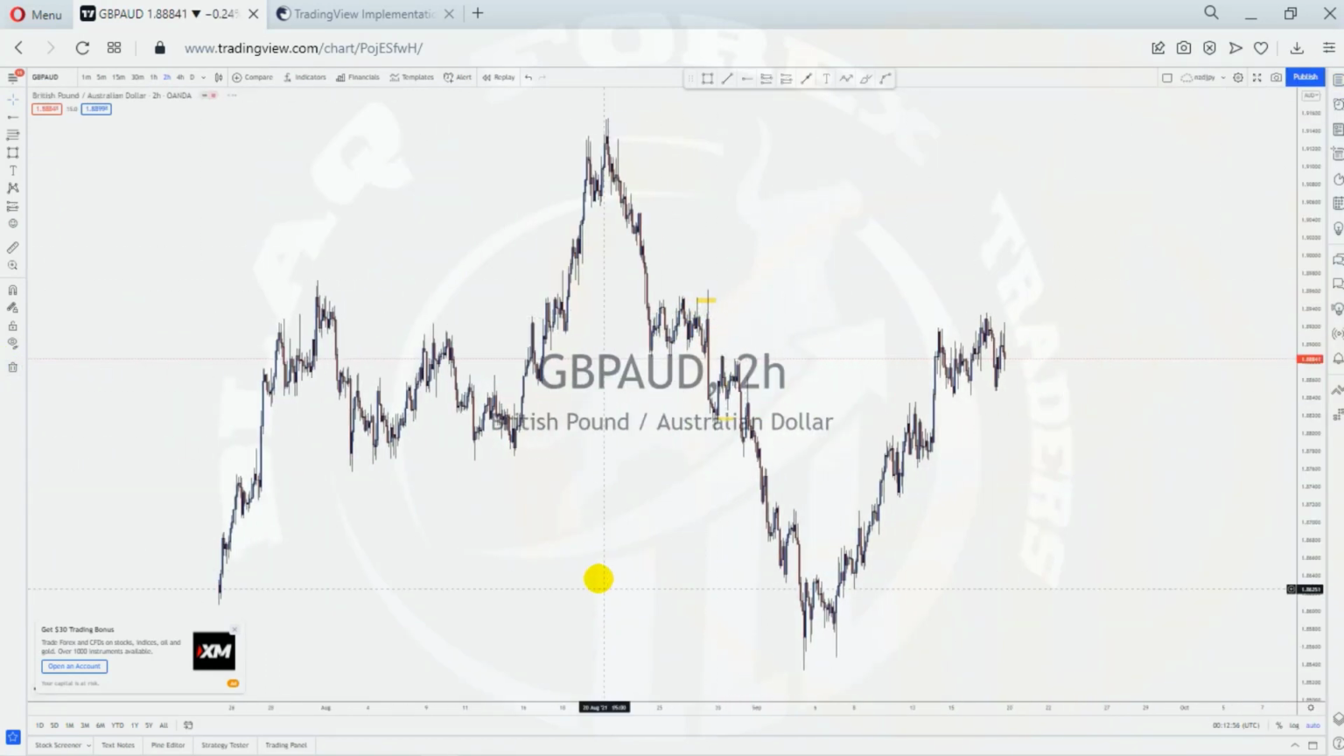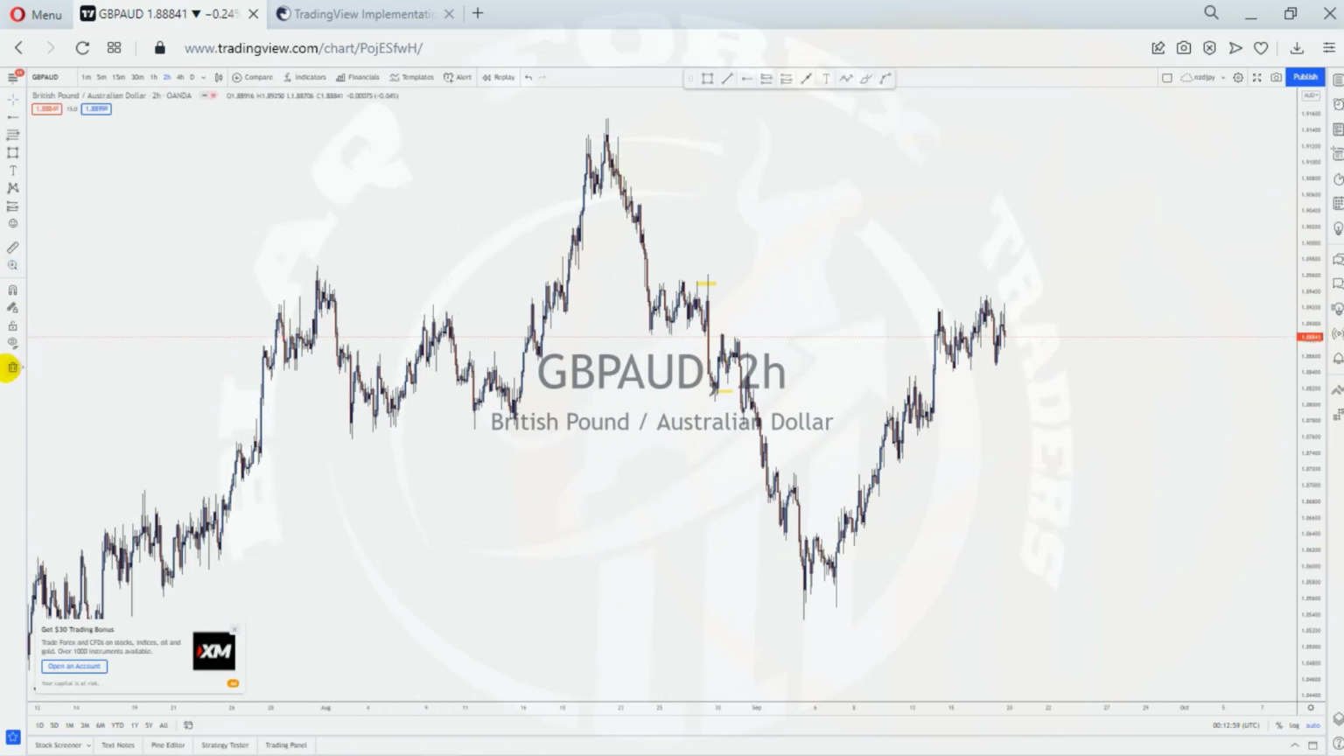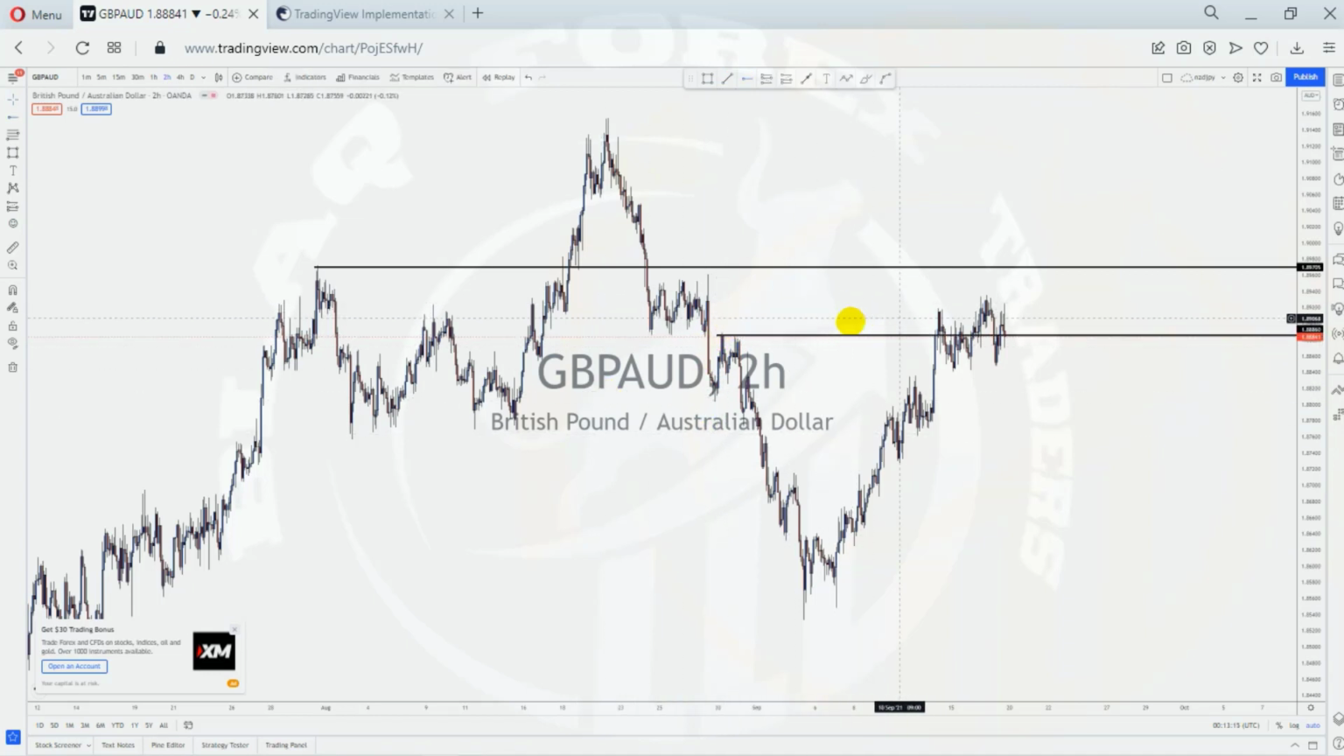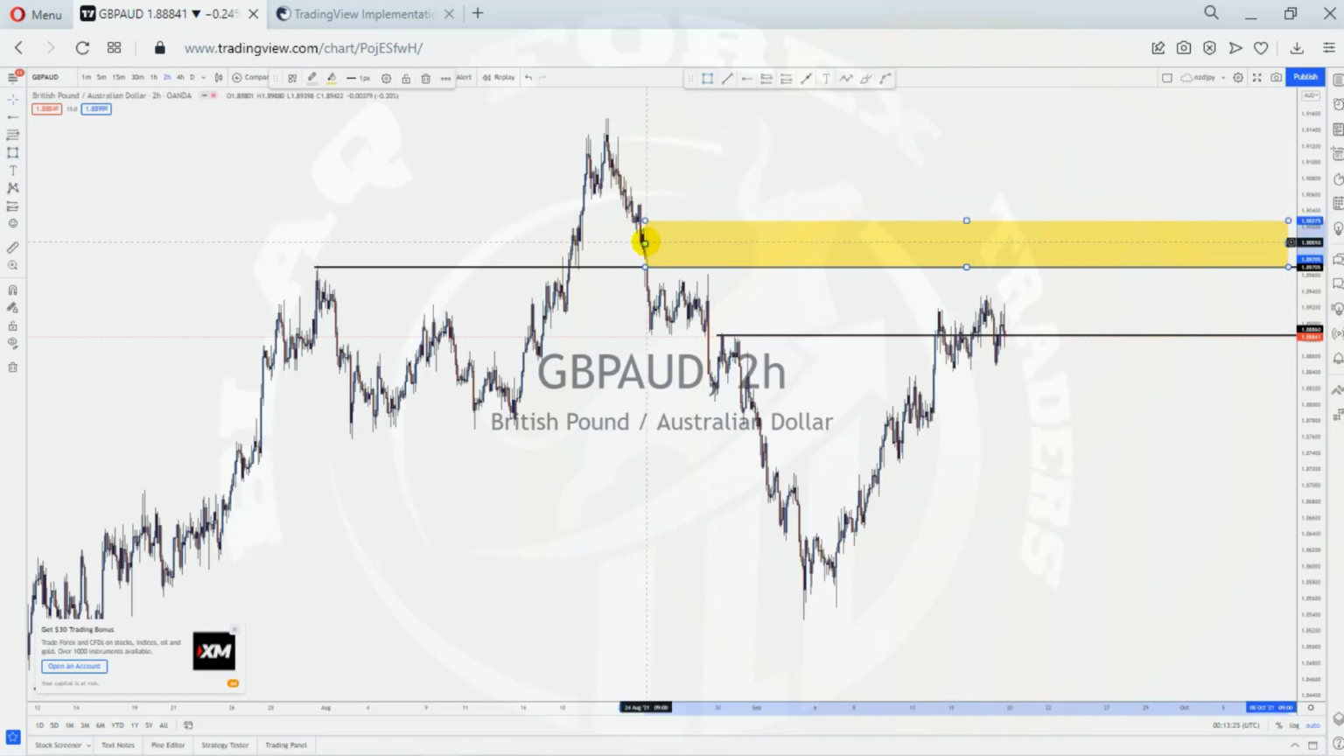Okay, this one I analyzed during the week. As you can see, same thing here. It's more like a QML2. As you can see, this is the market pain level here, and then this will be the fake out zone here. Then this will be our QML supply zone here. So this is more like this.